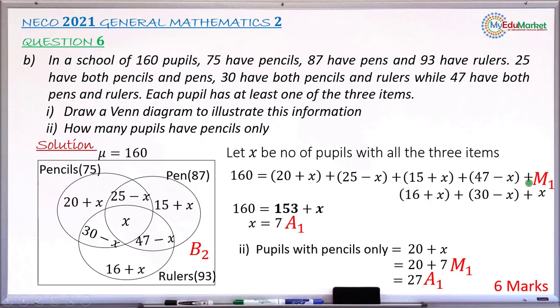When you now write the equation, attempting to find the X, adding everything to 160, you have this method 1 mark. And when you now simplify correctly and you have X as 7, you have this accuracy 1 mark. Next mark is another method 1 mark, attempting to find the number of pupils with the pencils only by substituting X in the expression 20 plus X. We have this method 1 mark. And when you now add correctly and you have the number of pupils with pencils only as 27, you have this accuracy 1 mark. So in total, if everything is done correct, you have 6 good marks.